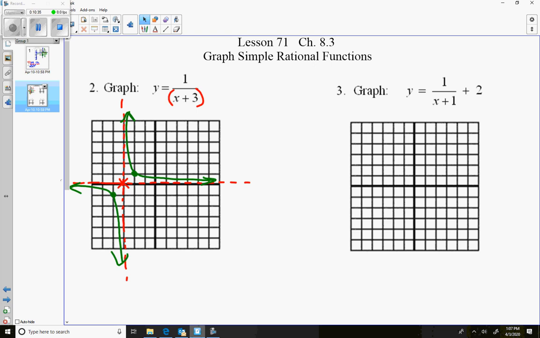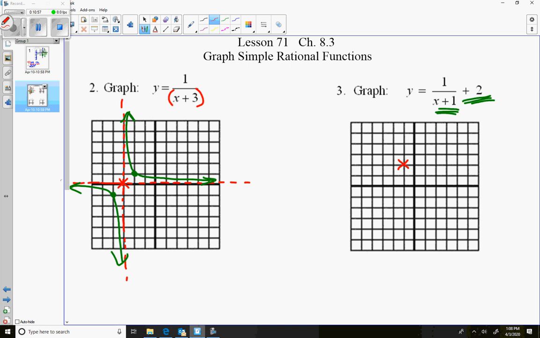Next one, number 3. The plus 1 actually tells us to go left 1. The plus 2 here, not grouped with the x, tells us to go up and down, up 2. So we are going to go left 1, up 2.